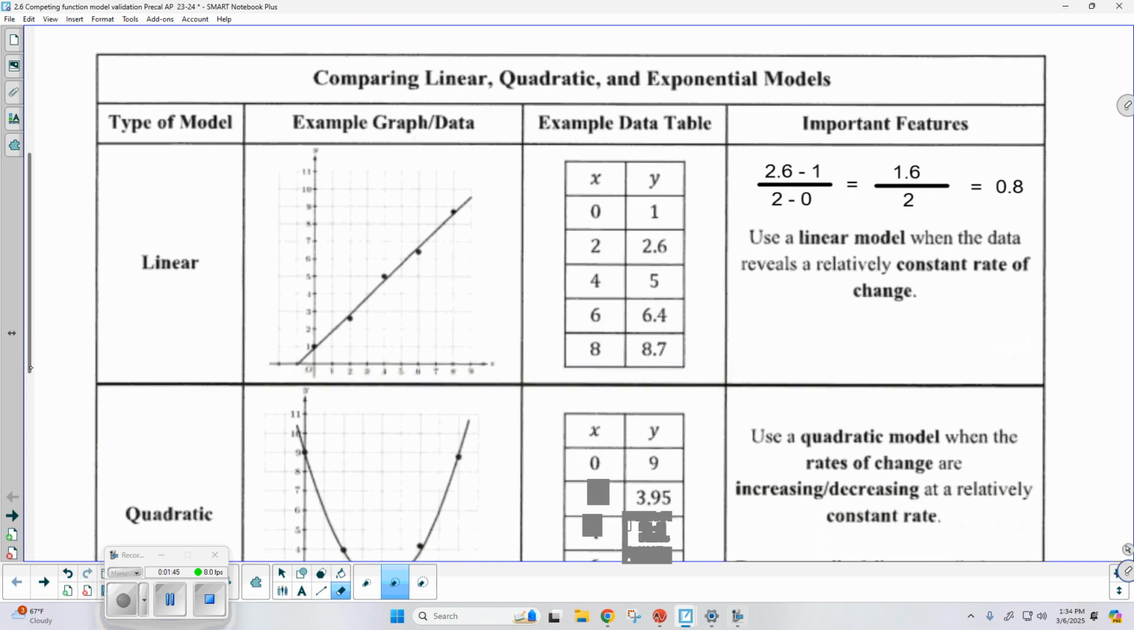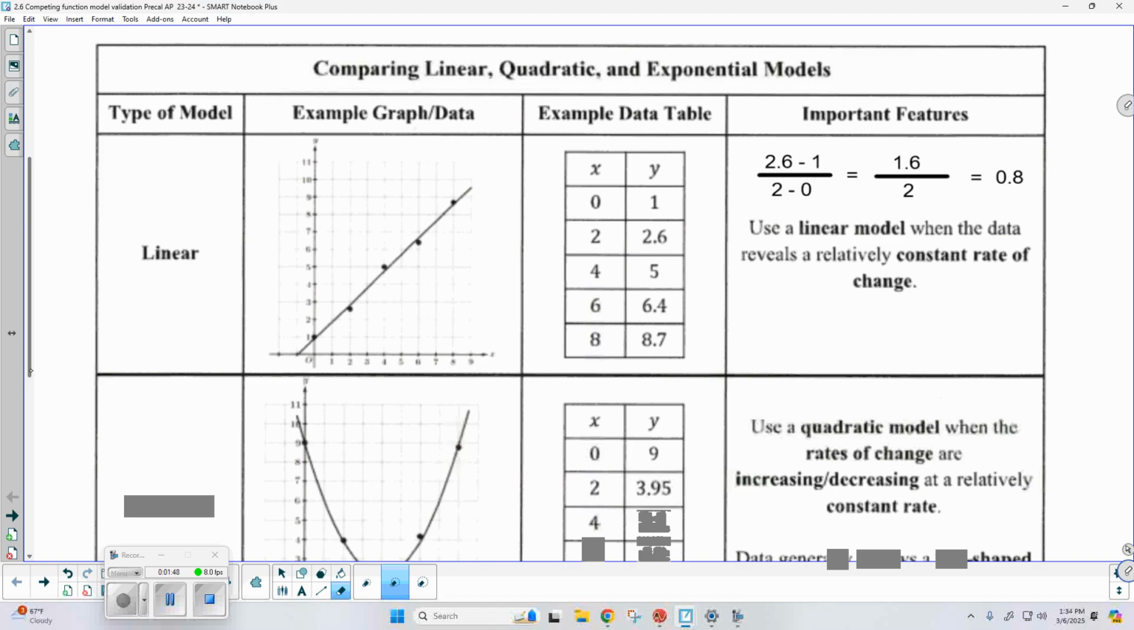Looking at this table below, each row is going to give you a scatter plot. You have a table of data, and then it's going to show you the important features. So the first one here is linear. It says use a linear model when the data reveals a relatively constant rate of change. Now, in previous lessons, when we were looking to identify whether a data set was linear, we were looking to have the exact same slope over and over again. But this is the issue when you start collecting data out in the real world. It's very, very rarely, if ever, going to be perfect data. So we try to model what we have the best we can.